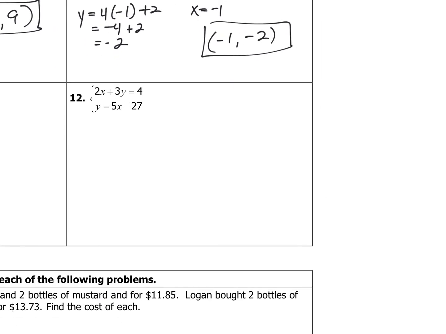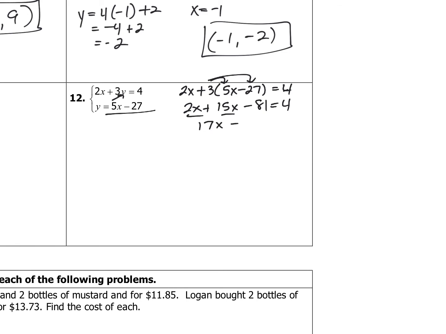Last one in this section. All right, so we're going to take what y equals. We're going to substitute it in for y in the first equation. So we get 2x plus 3 times 5x minus 27 equals 4. And I'm going to distribute. So I get 2x plus 15x minus 81 equals 4. Combine like terms. That's 17x minus 81 equals 4.